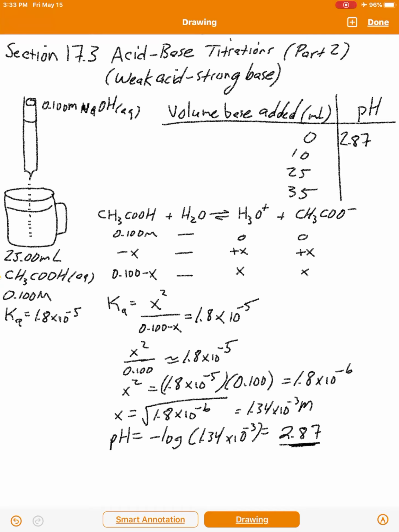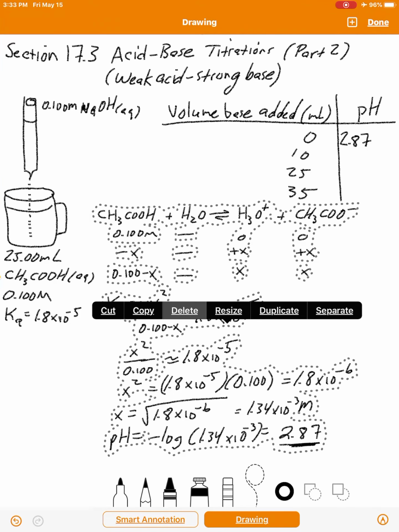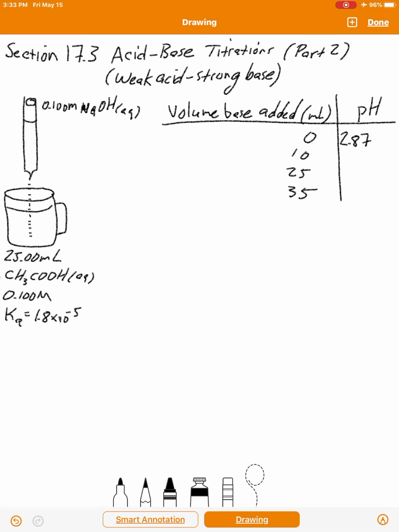Now we're ready to do the second part, which is we're going to add 10 milliliters of sodium hydroxide solution to this weak acid solution. So our volume is going to go up to 35 milliliters. And now it's a reaction. The reaction is we're adding sodium hydroxide to acetic acid. So I'll write the acetic acid first. And then the sodium hydroxide.